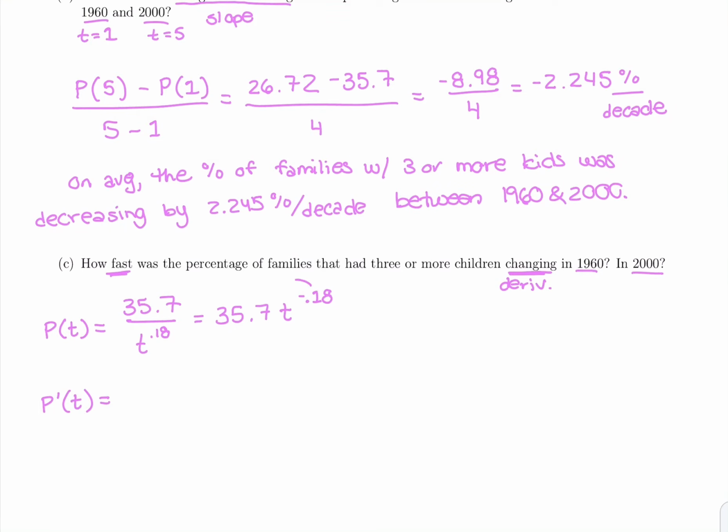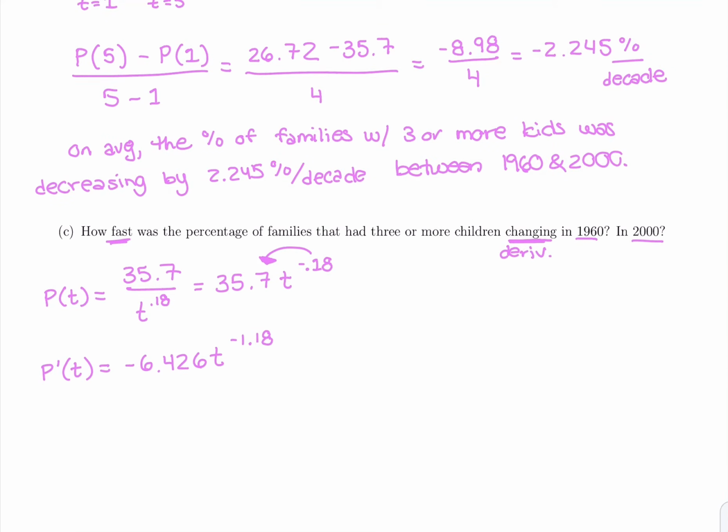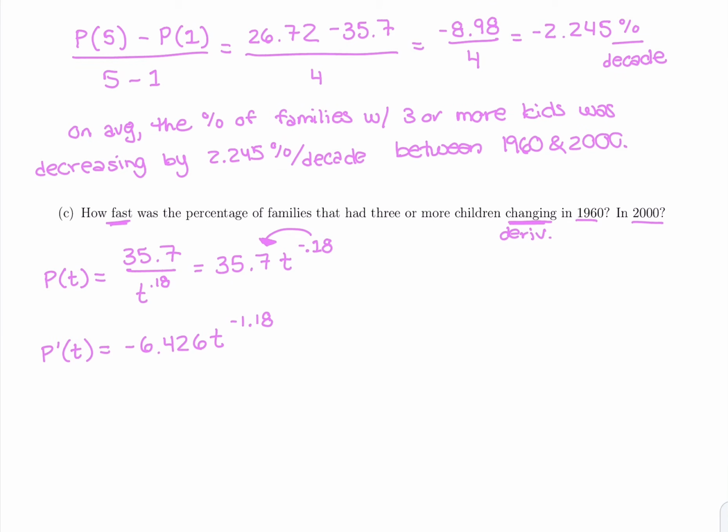So I'm going to call it p prime of t. I'm going to bring down my power and subtract 1 for the new power. The power is a decimal, which means I might need to grab my calculator quick and do 35.7 times negative 0.18. So we get a negative 6.426 t, and then I need to do negative 0.18 minus 1, which is going to give me a negative 1.18. There's my derivative. That will tell me how fast the percent of families are changing per decade. And I'm asked about 2 specific decades. It says what's going on in 1960 with that instant change and what's going on in 2000.